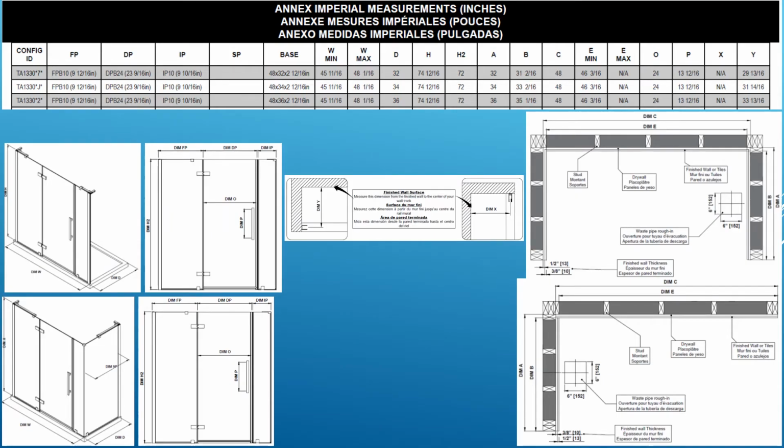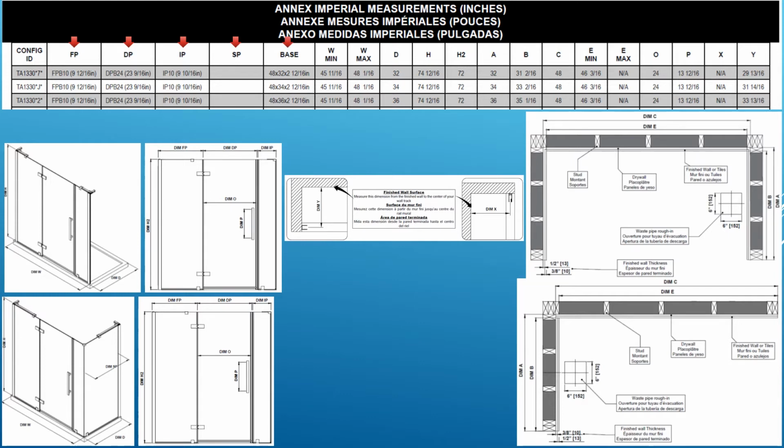In the alcove and corner installation with full height panels, the relevant measurements are as follows. These measurements are for the glass panel only and do not include profiles or seals. FP is equal to the total width of the fixed panel glass. DP is equal to the total width of the door panel glass. IP is equal to the total width of the inline panel glass. SP is equal to the total width of the side panel glass.